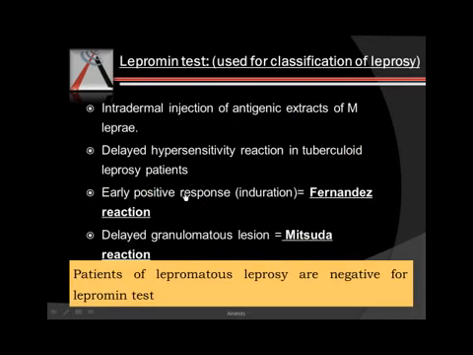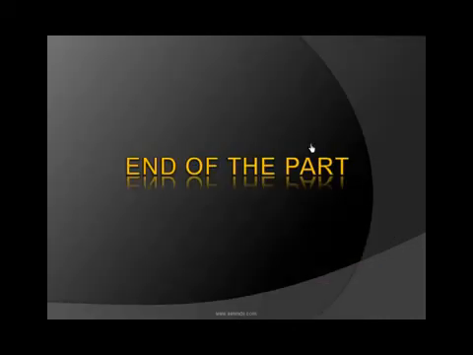The next major granulomatous disease is leprosy. In that we have the Lepromin test, which is a very common source of MCQ. Herein what is done is an intradermal injection of antigenic extract of M. leprae is given. An early positive reaction is called the Fernandez reaction, while the delayed positive reaction is called the Mitsuda reaction. And what it tells us is the hypersensitivity of the patient to the antigen. With this, we complete this part of the discussion.